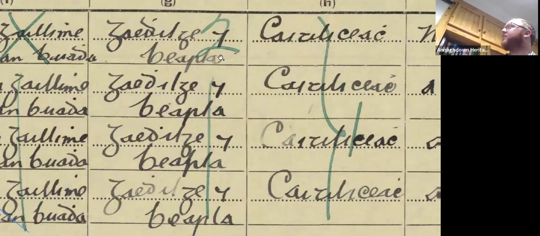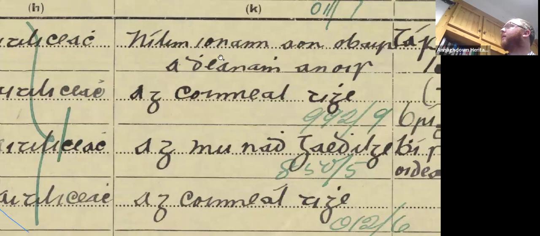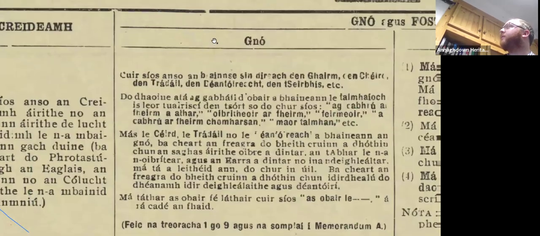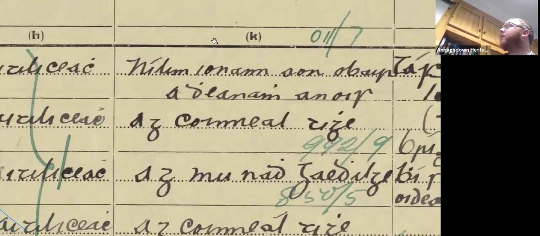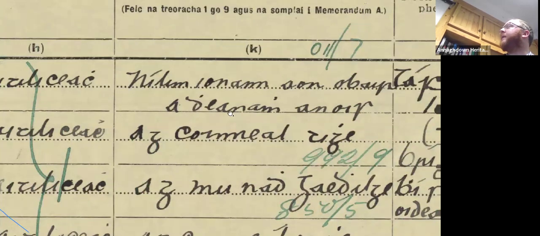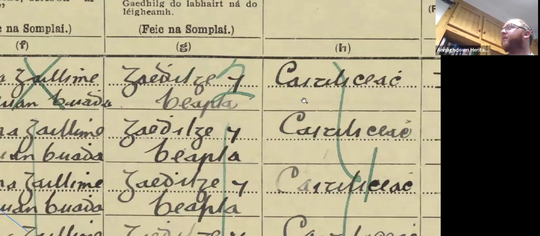Speak Irish and English, Catholic, and here under occupation, they have written "Nílim able to do any work now." I'm not able to do any work now. So this is the 83-year-old mother.